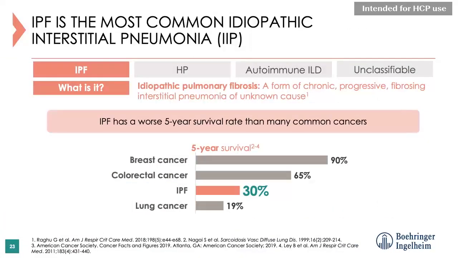So on to IPF, it's defined as a chronic progressive fibrosing interstitial lung disease or interstitial pneumonia of unknown cause. It has worse survival, as we see here, than many cancers, IPF being the third one down here. The 5-year survival is 30%. Compare that to breast cancer or colorectal cancer, about half of the survival in that group. Lung cancer still has worse survival than IPF, but not by much.